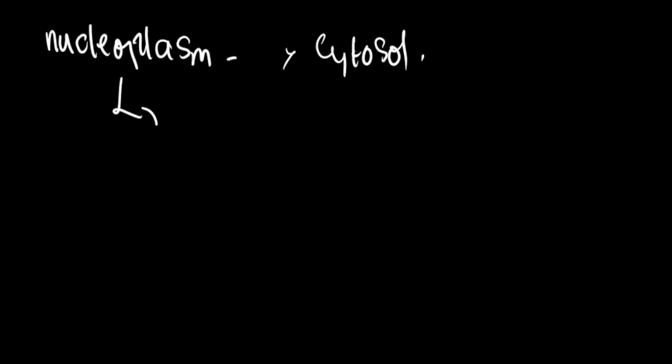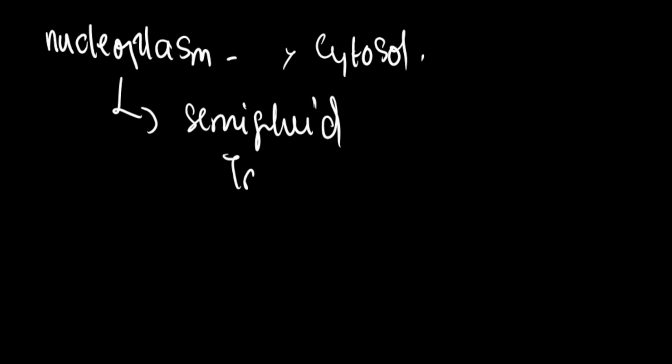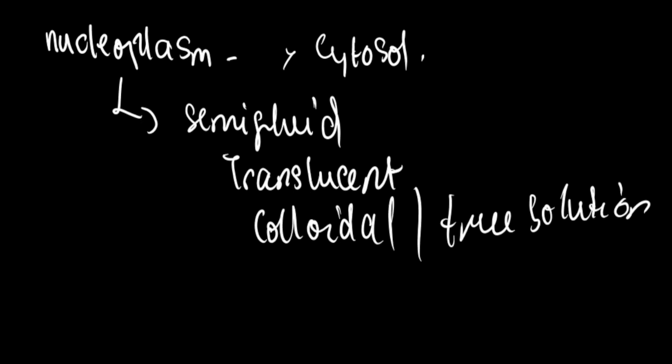The next that we have would be the nucleoplasm. That is the next nuclear element. Similar to the cytosol, it's also a semi-fluid, translucent or semi-transparent. It has both colloidal and true solution properties. Within the nucleoplasm, we have some essential ions dissolved there. We have some essential salts, sugars, and some proteins are also dissolved within the nucleoplasm.